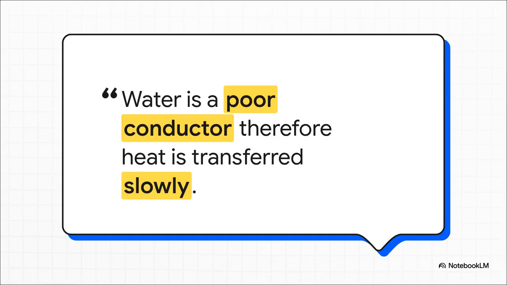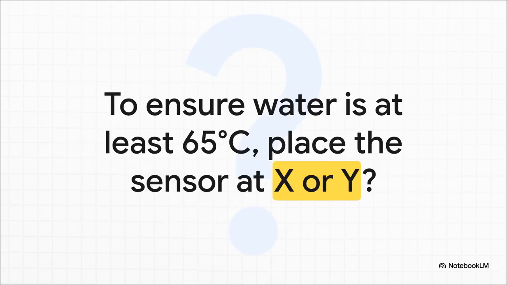Now, you might be thinking, well, shouldn't the heat just kind of spread downwards on its own? And that's a good question. But it turns out that water is actually a really bad conductor of heat. So without that convection current to physically move the hot water around, the heat just stays trapped in the top part of the tank.